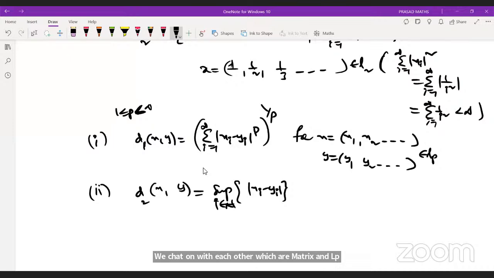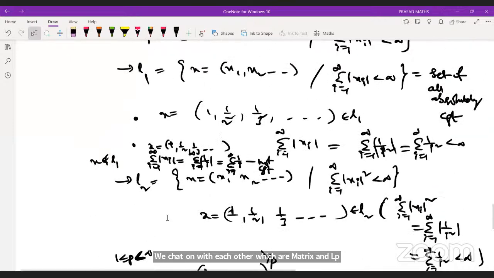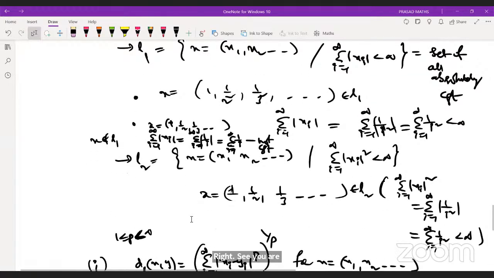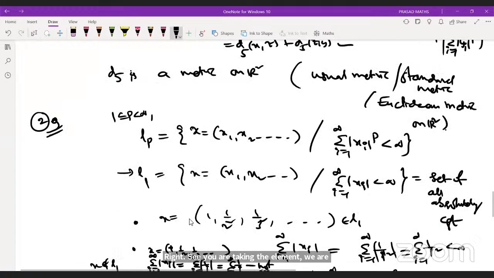Okay, so this is about LP. See, we are taking p as an element lying between 1 and infinity. Why don't you take p from 0 to 1? Why don't you take p negative? This is the definition.